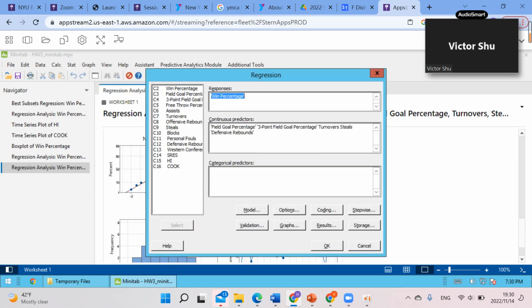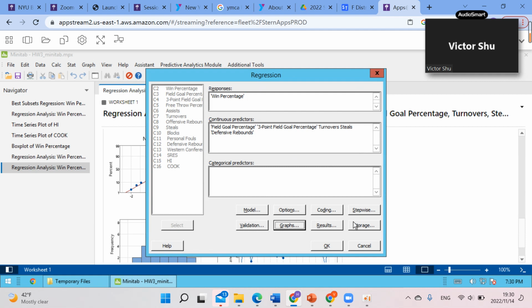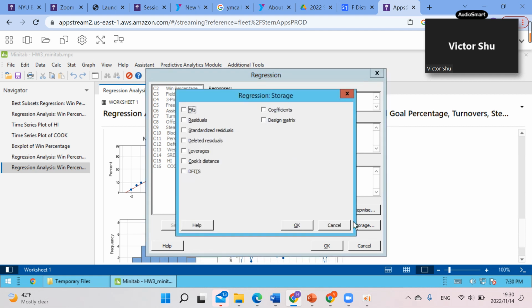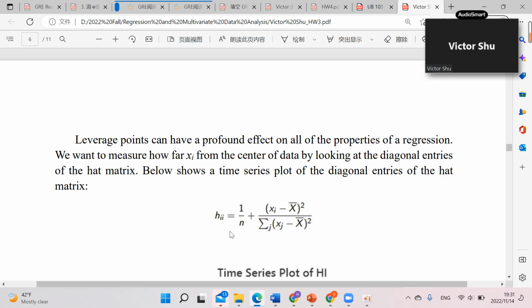Then I talk about the leverage point. I'll talk about the leverage point and the influential point at the same time. Here I can actually store the leverage and Cook's distance. It has a formula to calculate leverage and Cook's distance, and I wrote them down here. The leverage point.